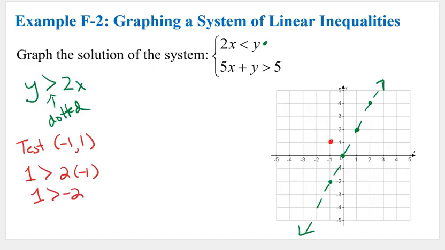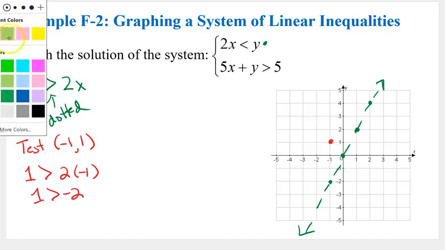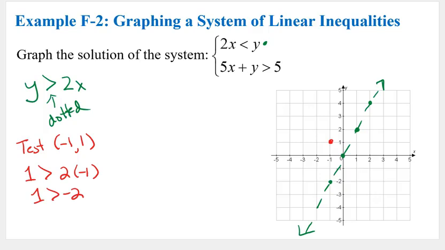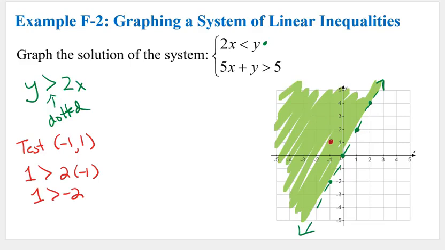So I'm going to shade above, and again, I'm going to do that in green so that it matches. So we're going to shade in green, and we're going to shade above this line. Which kind of makes sense for shading above because y is greater than, so above the line. So if you think about it that way, it works.